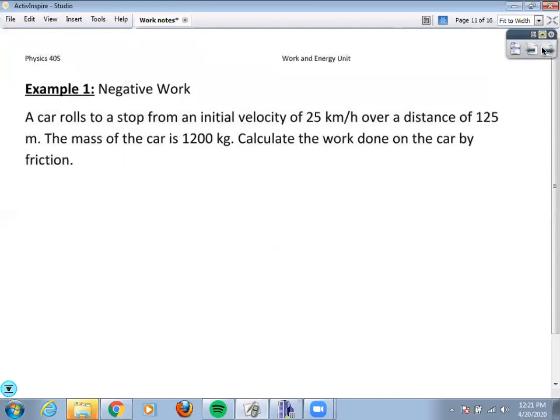So what does negative work look like? Typically, things that do negative work, big example would be the force of friction. So a car rolls to a stop from an initial velocity of 25 kilometers per hour over a distance of 125 meters. The mass of the car is 1,200 kilograms. Calculate the work done on the car by friction. So if we look at a free body diagram, if the car was moving forward, delta D, the force of friction would be in the opposite direction. Therefore, it does negative work.